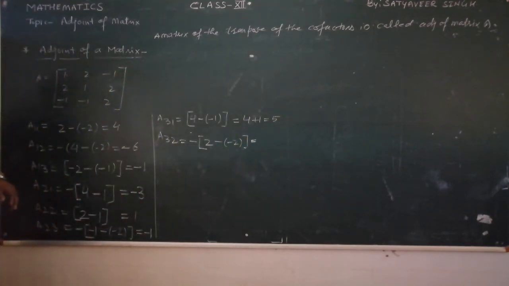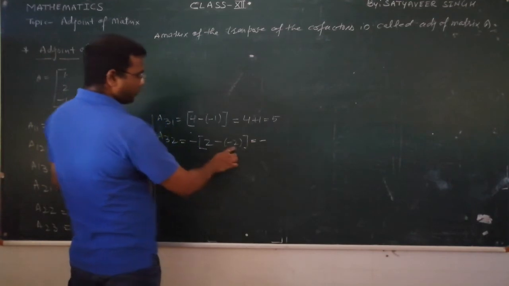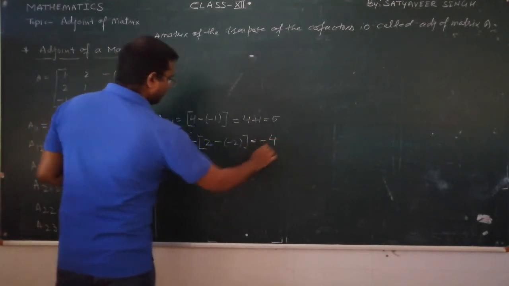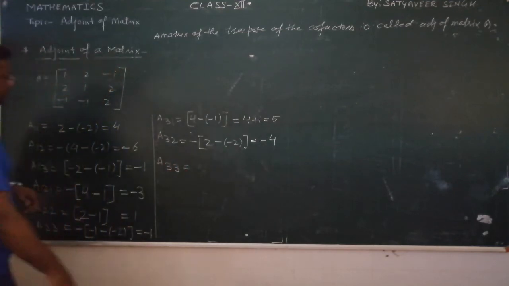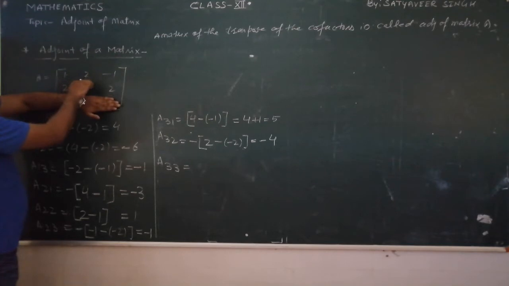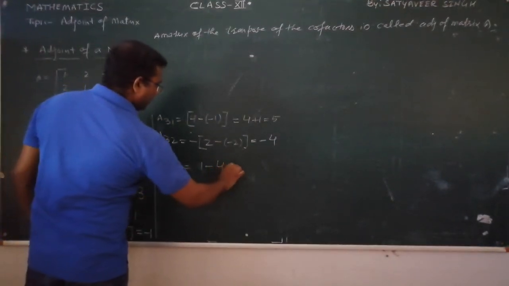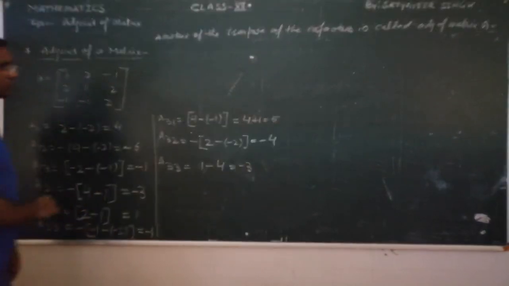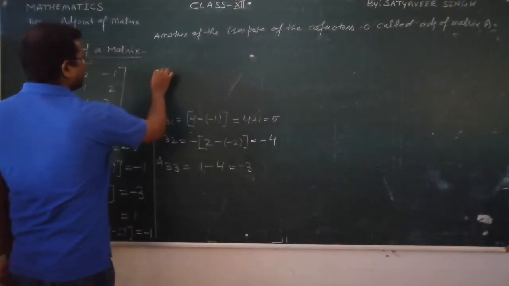So we can see here now it is 2 plus 2. So minus 2 plus 2 is 4. Minus 4 it is. And what is the last? A33. A33 you will calculate now. This is like here 1 1 1 and 2 to the 4. So 1 minus 4, it is minus 4. So these are the cofactors.